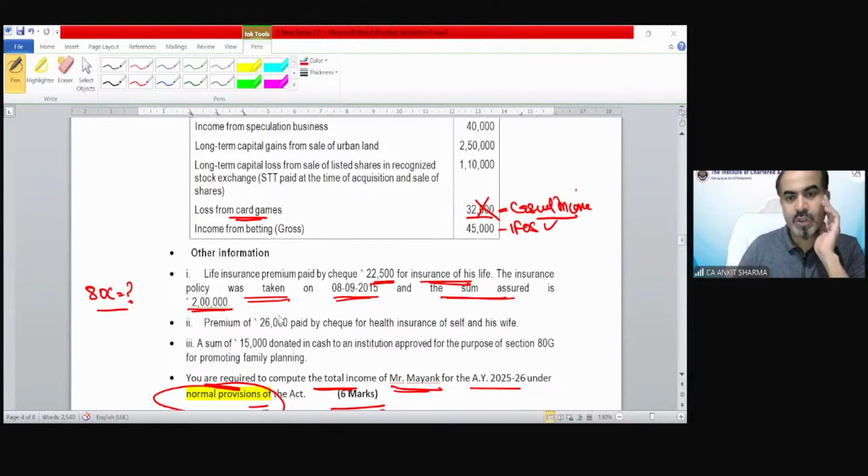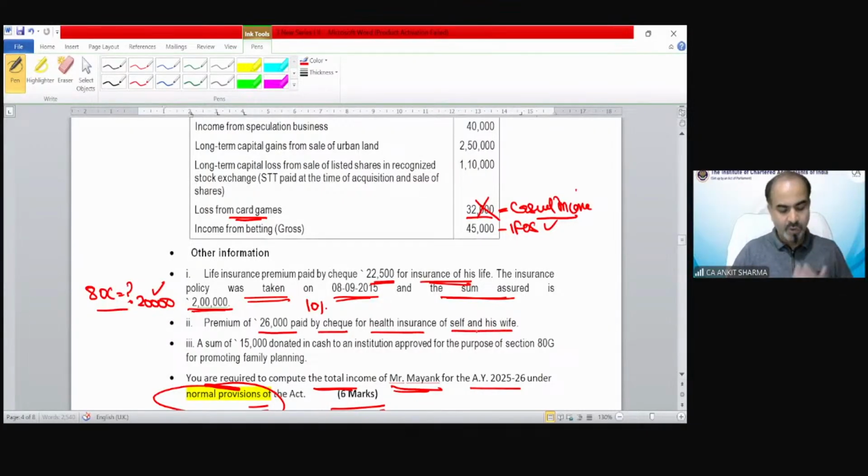Of course, the deduction cannot exceed 10% of the capital sum assured. So out of this, we can claim 20,000 rupees deduction under section 80C. Now, a premium of 26,000 was paid by cheque for health insurance of self and his wife. So out of this, how much can we claim under section 80D? What is the maximum limit under section 80D in this case?